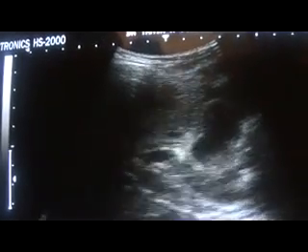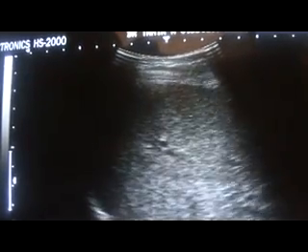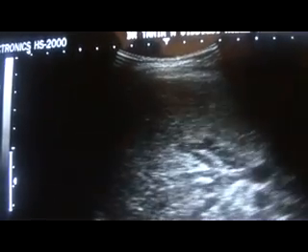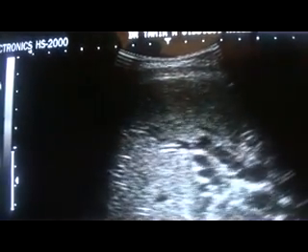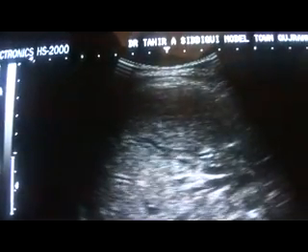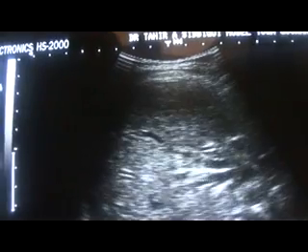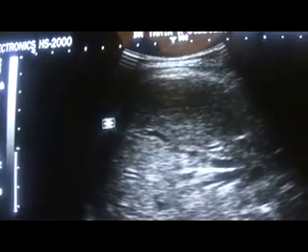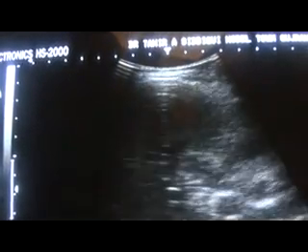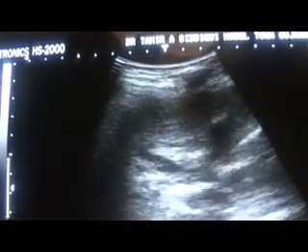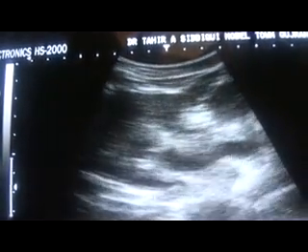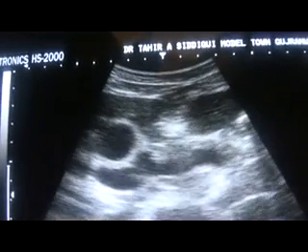And the CBD can be traced up to the head of the pancreas. This is the head of the pancreas. This is the longitudinal section. This is the head of the pancreas. And this is the superior mesenteric vein, this is the CBD, and this is the calculus within the CBD.